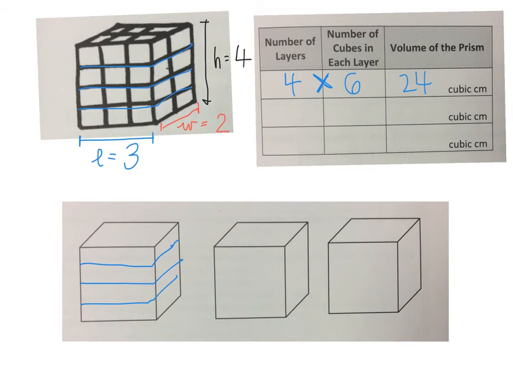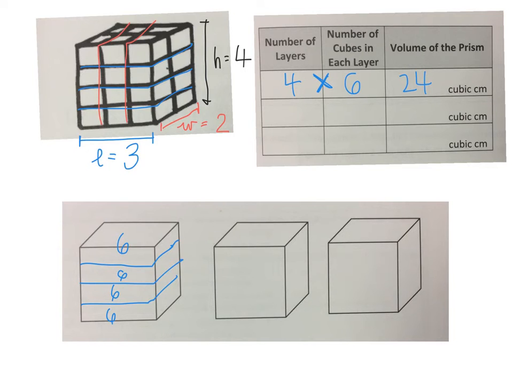I have not completed my illustration here. I need to write the number of cubes in each layer to have a completed diagram. So what number do I need to write? 6, 6, 6, 6. There you go. Is that the only way to cut this diagram or this prism? No. So Kevin said we could cut it like this.